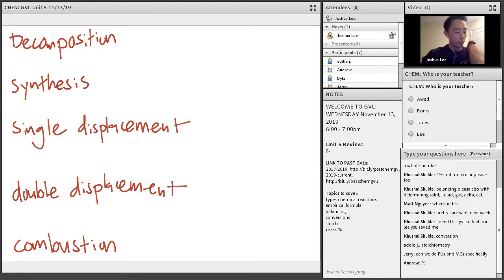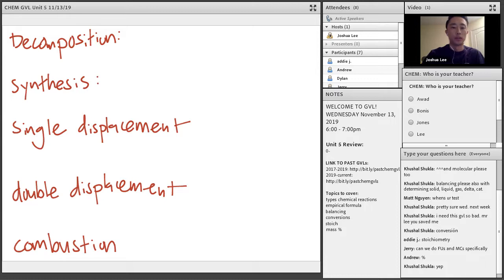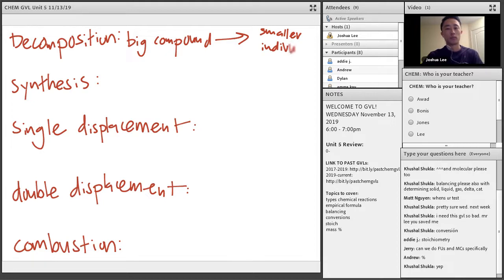So you just need help like making the equations for this stuff. So I guess we should first talk about what each of them are. So decomposition is when a big molecule or big compound breaks up into its constituent parts. So smaller individual elements.